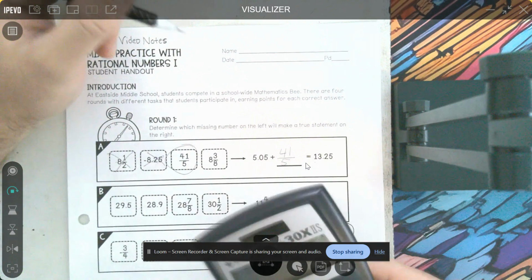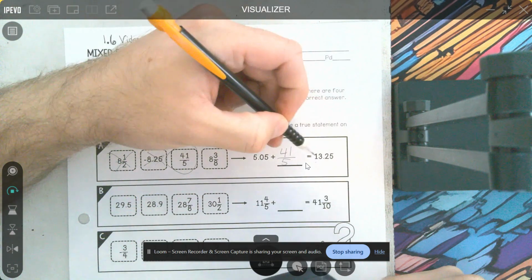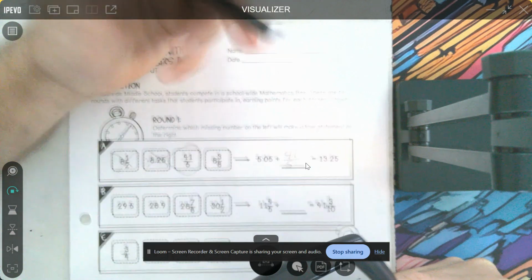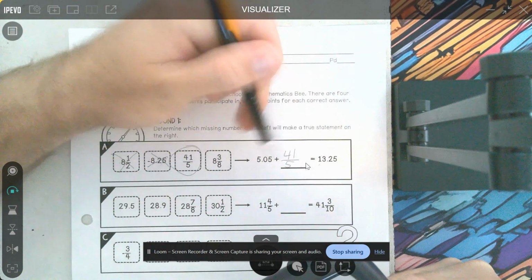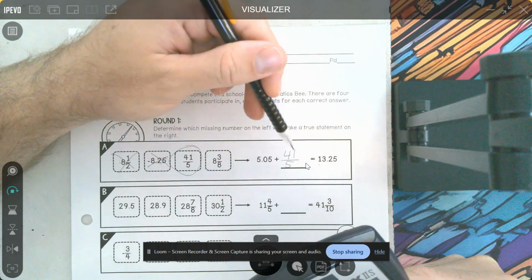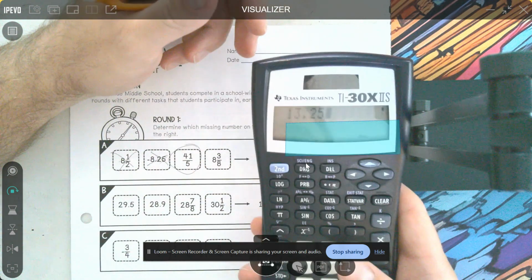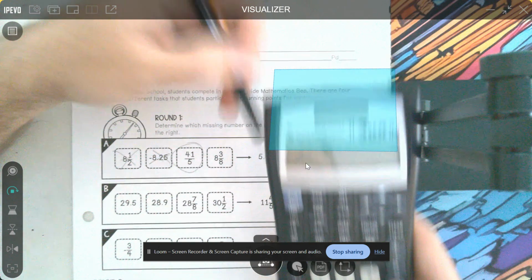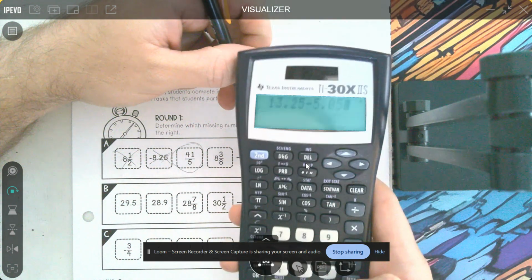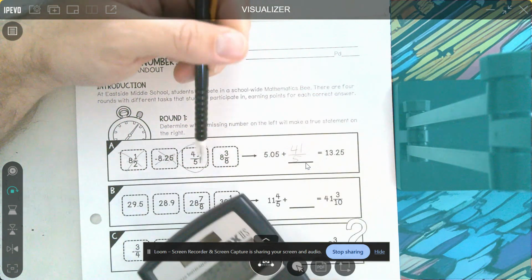Okay, good. Now I'm going to show you a different way to do it. So that's the guess and check method. Now we are going to go backwards, because the opposite of addition is subtraction. If I know my answer and I know the number to start with, I can go backwards and use subtraction to find my missing number. Watch this. Start with the answer, 13.25, then subtract what you started with, 5.05. Press enter. And look at that, you get 8.2.